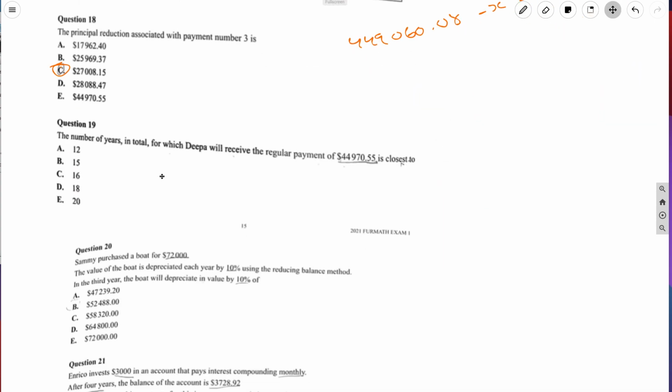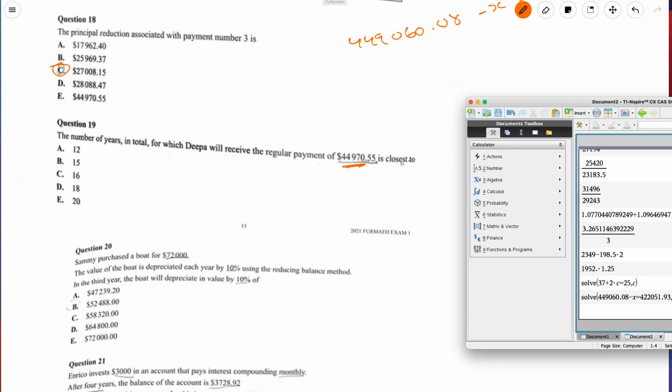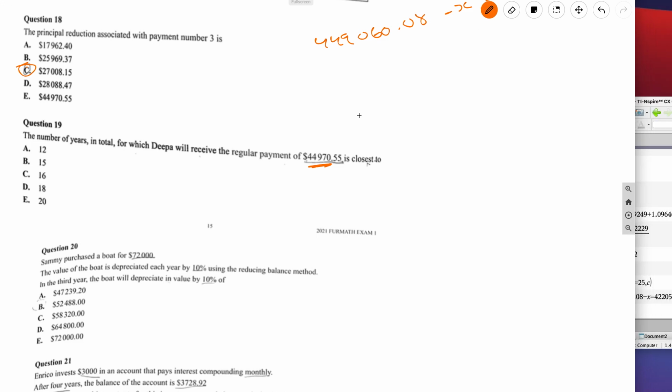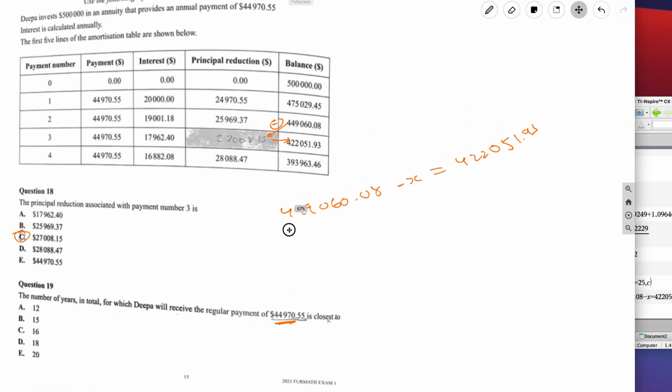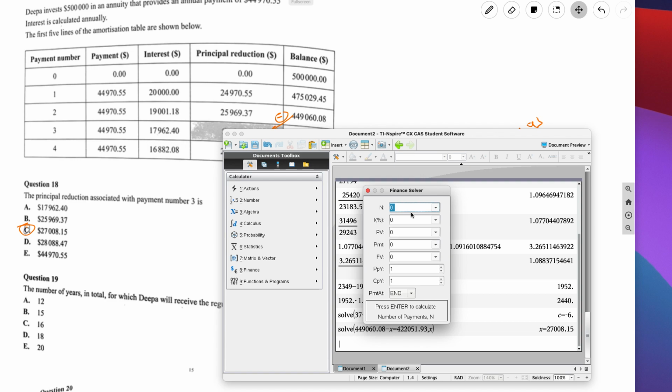So there we go. The number of years in total for which DEEP will receive the regular payment is closest to. Now, technically, it did say how many years will they receive the regular payment. So the last payment may not be a full amount. So what we're going to do is we'll bring up the financial solver on this one. And I might actually just bring this back up a little bit. There we go. And we'll go with menu 8.1. All right, so we're solving for the number of payments that she can receive. We also have to work out the interest rate.